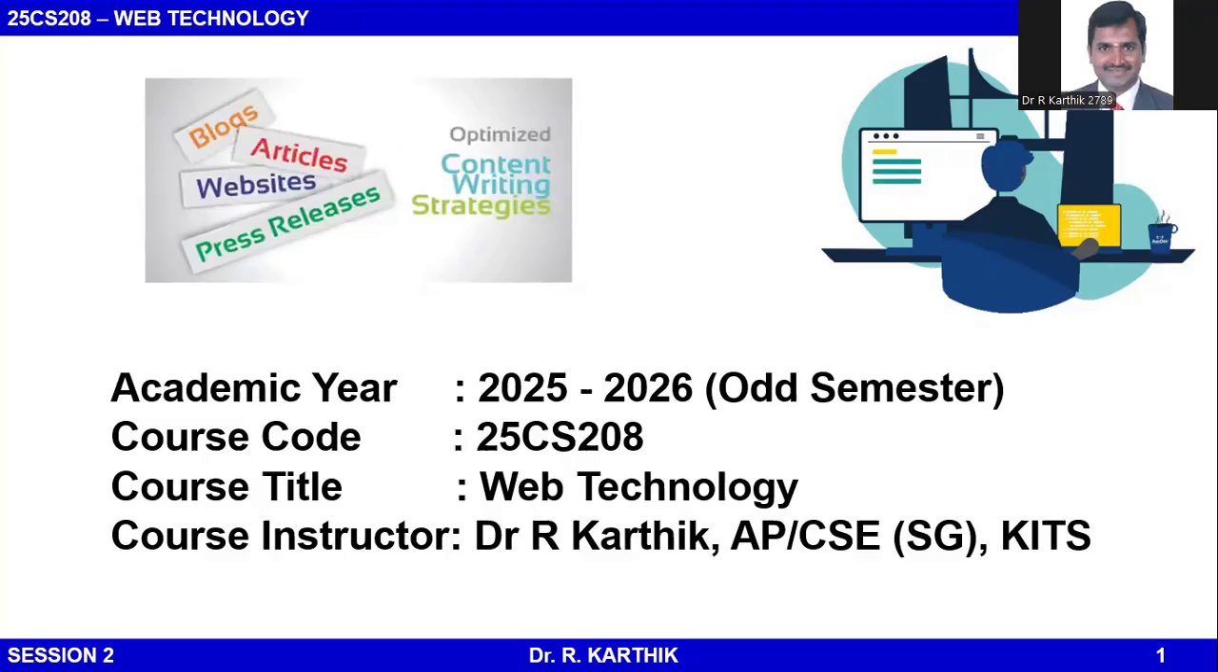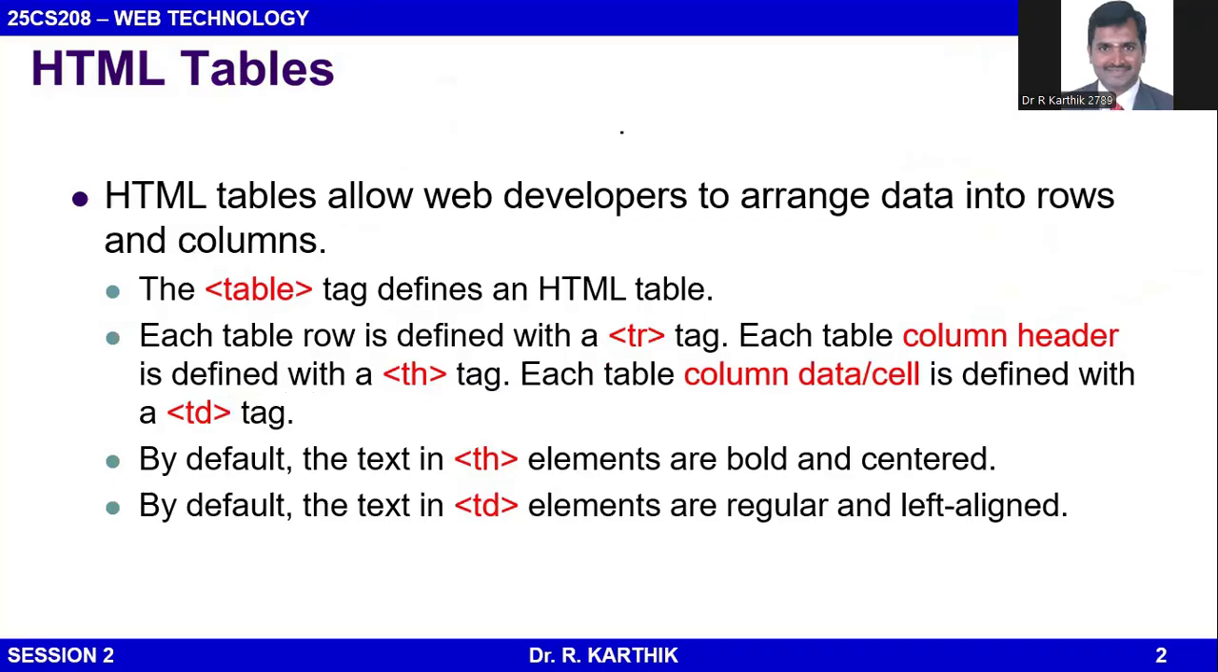So what is a table? A table is used to arrange data in rows and columns. Examples: student mark list, employee details, product price list, timetable, bank statement. So HTML tables help present structured information clearly.